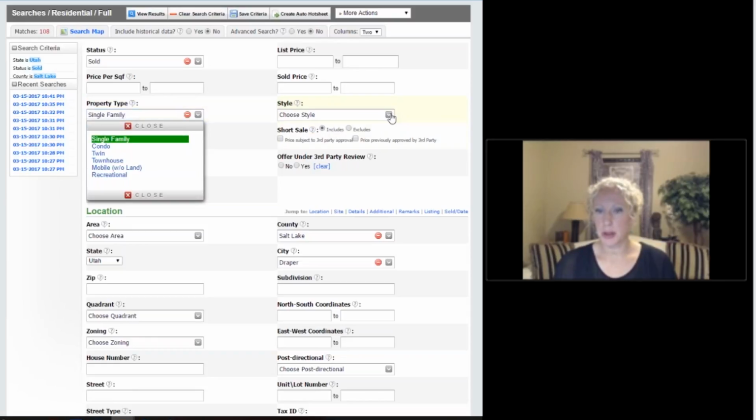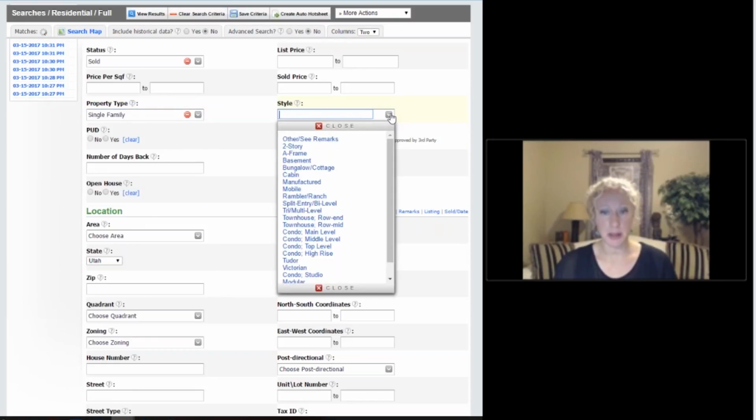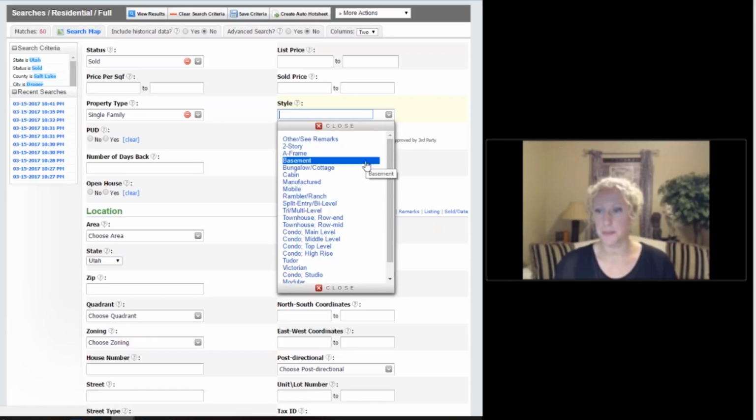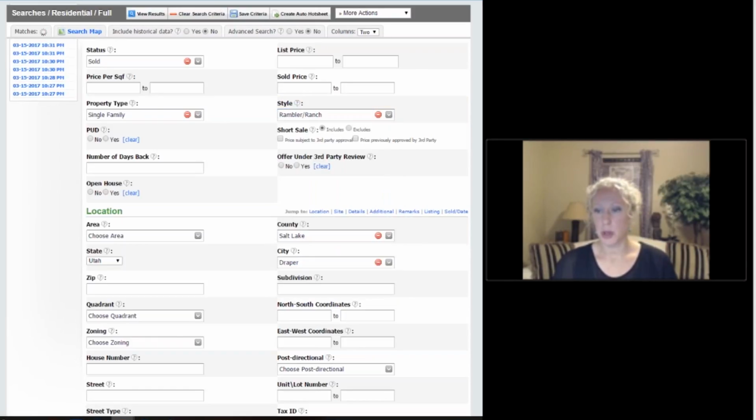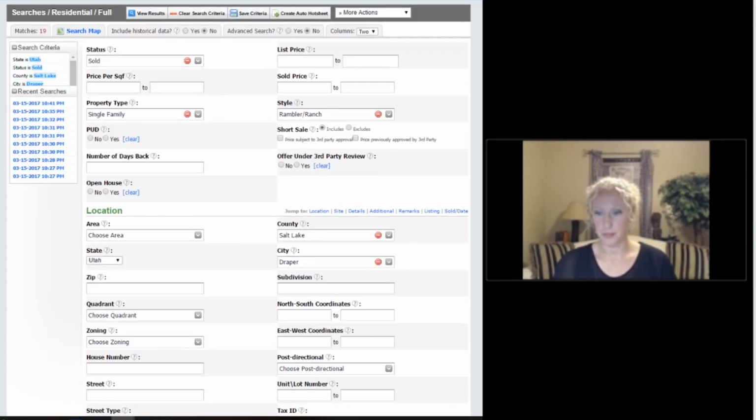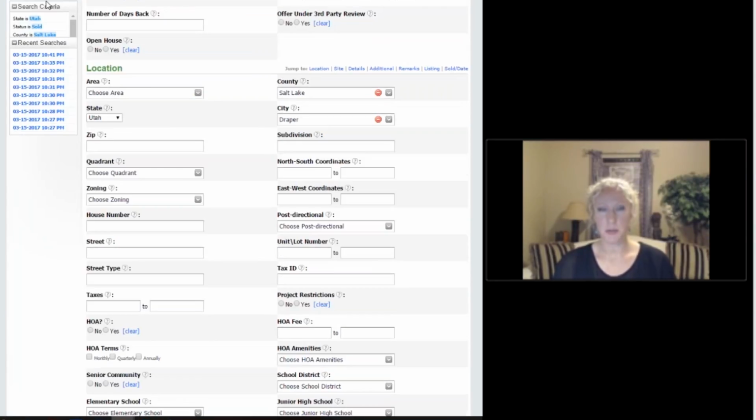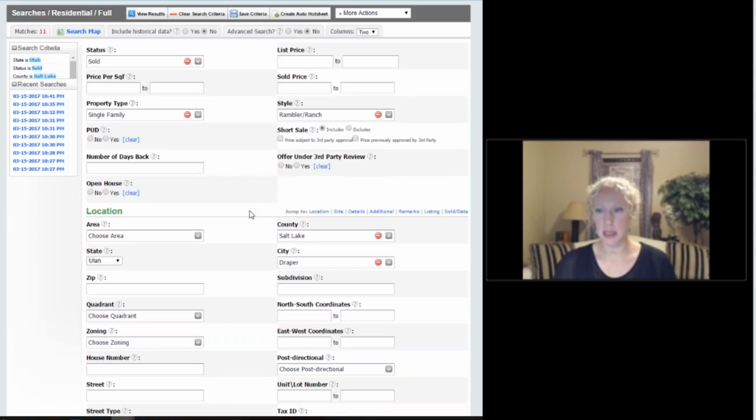So we're going to go with property type, and we want to keep that the same. Let's go with single family. The style is also important to keep the same. We will go with Rambler Ranches. And we're down to 19. We want to get 3 to 4 of the very best ones that are most similar. So let's say, what else do we have here? No HOA. That knocked out 8 of them. You can see right up here it went from 19 down to 11.